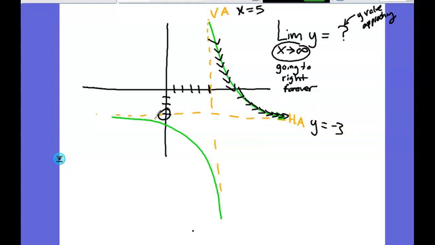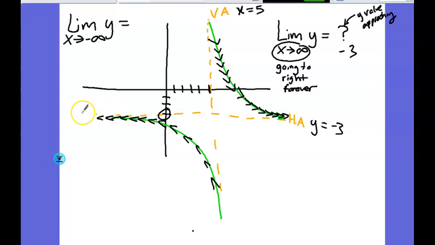So what's happening here, as x goes to the right forever, I'm approaching a y value of -3, the horizontal asymptote. The same thing is happening on the left side of the graph. So if I were to say to you guys, what is the limit as x approaches -infinity? That means I'm moving to the left forever. But as I move to the left, that line's getting closer and closer to that asymptote. So as I go to the left forever, we're getting closer and closer, but never passing that horizontal asymptote, which is -3. So here's what I would like you guys to write. Okay?